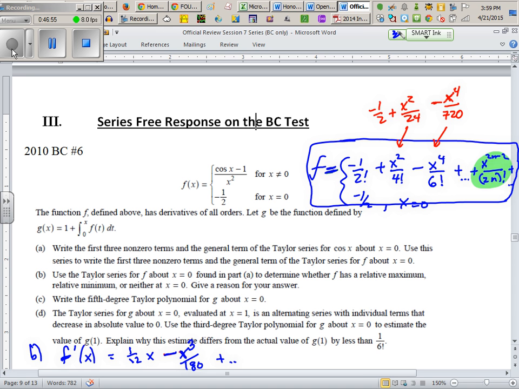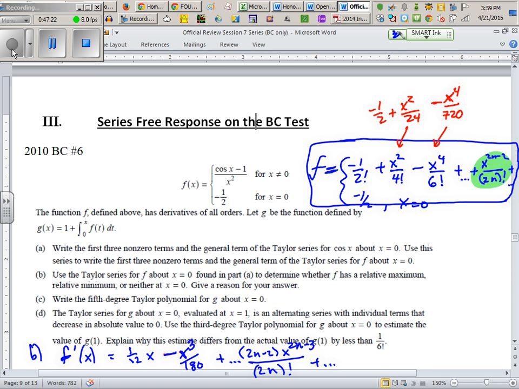And so on. And then your general term, you're going to bring down the 2n minus 2, and you're going to have x to the 2n minus 3, and this is all over 2n factorial. And we don't need to take the derivative at 0 because we're talking about around 0.